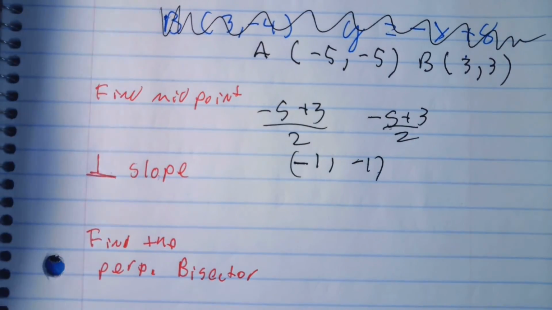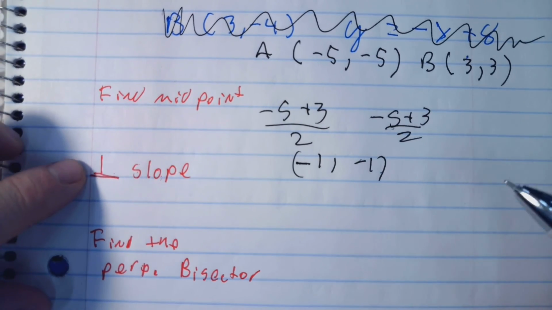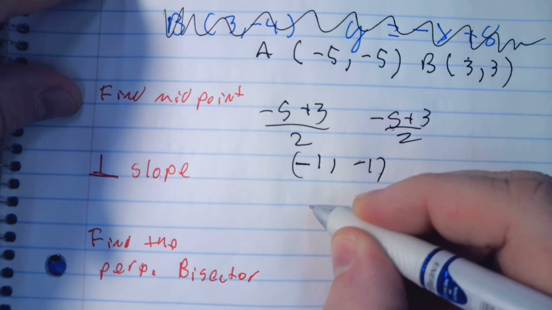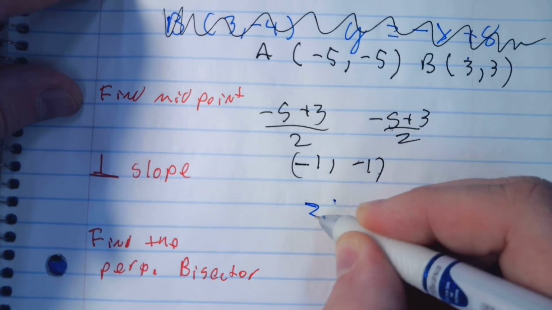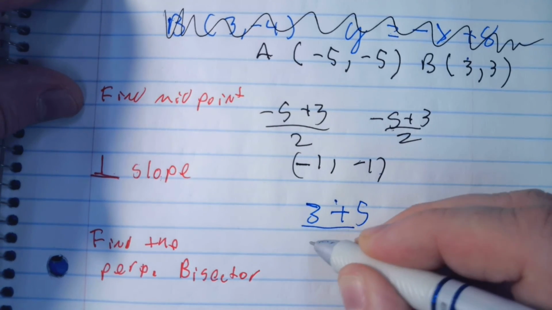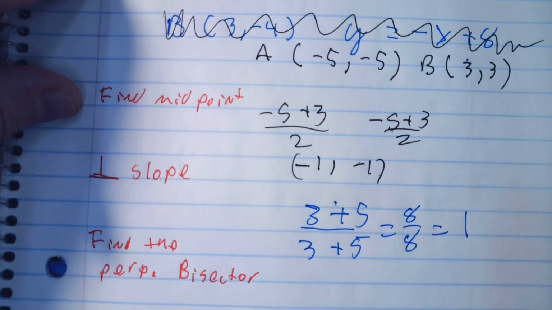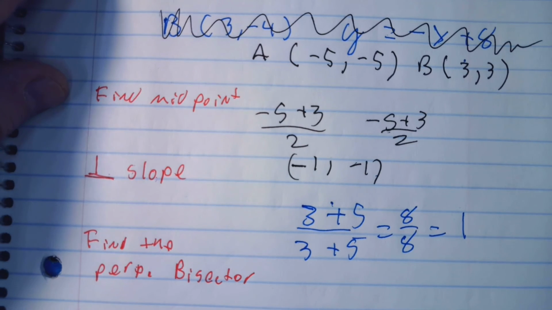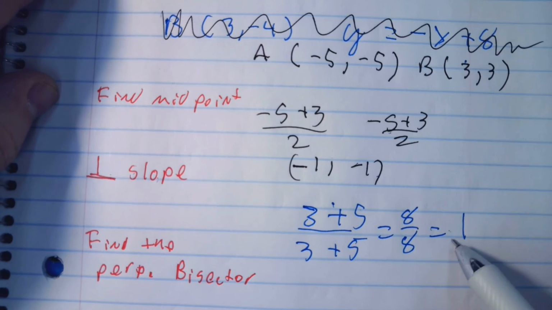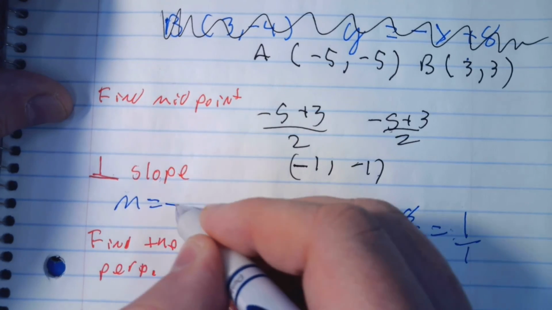Okay, that's easy. Okay, we need to find the perpendicular slope. In order to find the perpendicular slope, what do we got to do first? Find the slope of this one. So let's go ahead and find the slope of that one. Let's do 3 minus -5 over -3 minus -5. That one was easy. Here's the hard part. What's the perpendicular slope of 1? So when you flip 1, it just stays 1, right? And so it becomes -1.